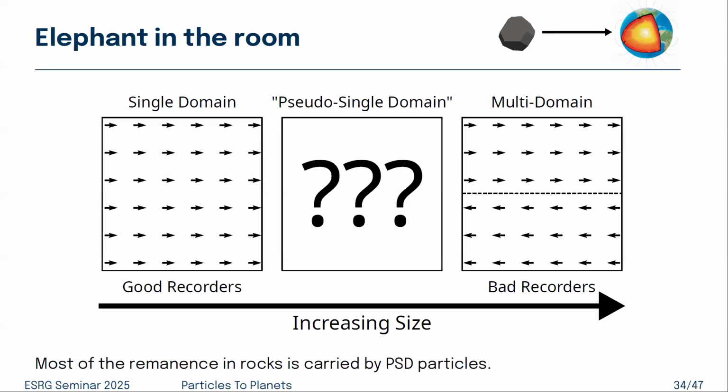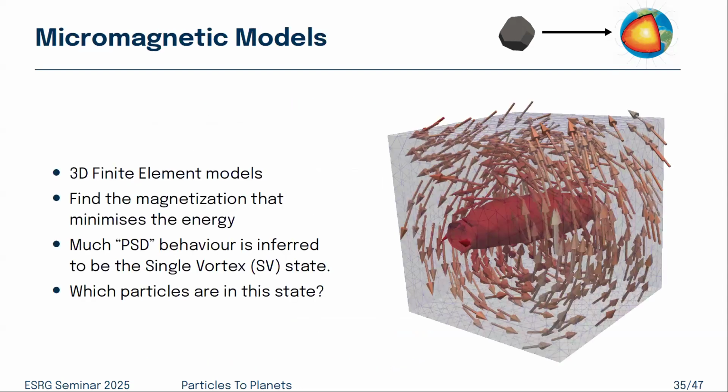Well, since the late 1980s, there has been a technique that's been developed, and a lot of this has been done by the group at Edinburgh that I've been working with, called micromagnetic modeling. What micromagnetic modeling does, instead of just assuming that everything is uniformly magnetized, is take a 3D finite element model and find the magnetization that minimizes the energy by varying all these different vectors inside your particle. So this is a simulation of a particle that's a cube.